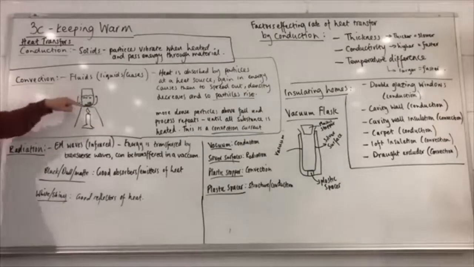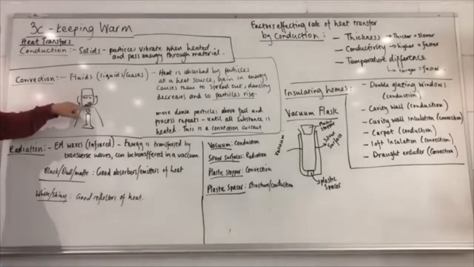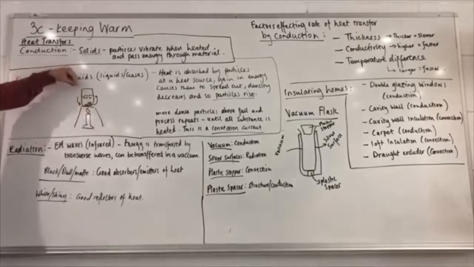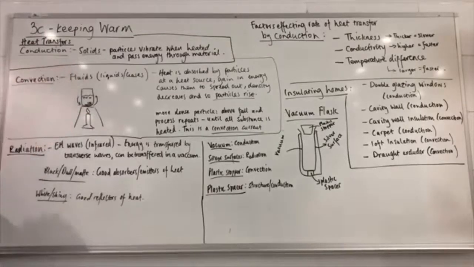So the convection current is this constant process of particles gaining energy, spreading out, becoming less dense, and then floating or moving to the top, and the more dense ones sinking down and taking their place, and then the cycle continues. Okay? Radiation. So radiation or heat transfer by radiation is transferred by EM waves.